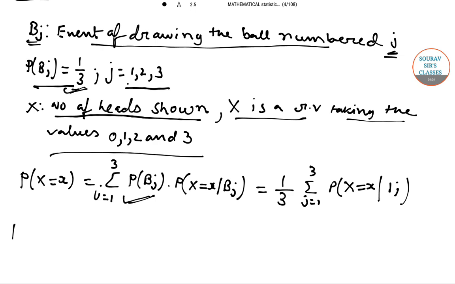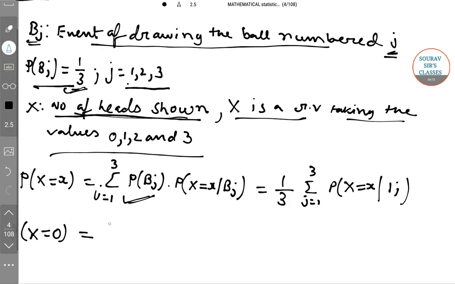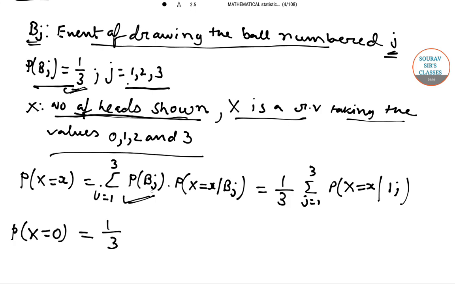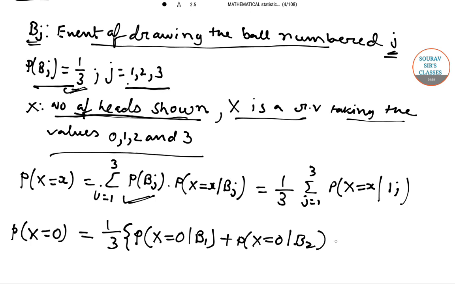Capital X we have found to be the number of heads shown. So the probability of X equals 0, that is, the number of heads shown is equal to 0, will be 1 by 3 times the curly bracket: probability X equals 0 given B1, plus probability X equals 0 given B2, plus probability X equals 0 given B3, because there are 3 times B is occurring: 1, 2, 3.